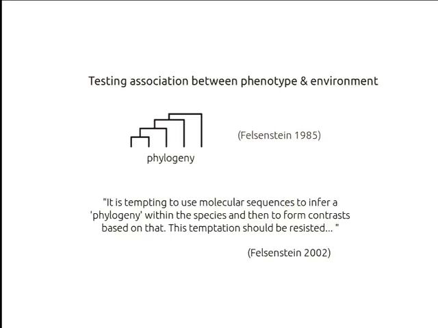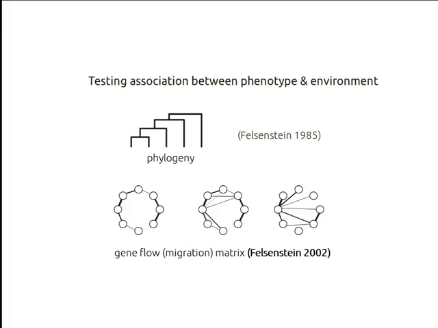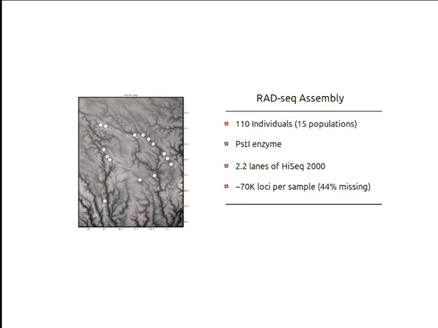Well, a few years later, Felsenstein described an alternative test which says, in the case that you have a lot of gene flow going on between different populations, a more appropriate test, rather than using a tree, is to use what's called a gene flow or a migration matrix. And this alternative model was described as a method for controlling for non-independence of populations that are exchanging genes. And so I'm going to explain how we decided to go with this approach instead, which is a somewhat novel application. So first, I'll explain the data.